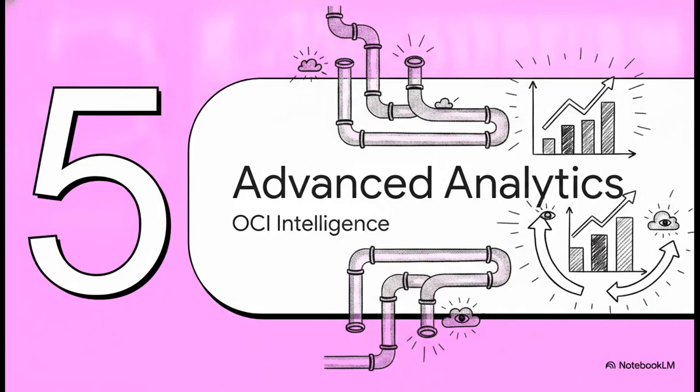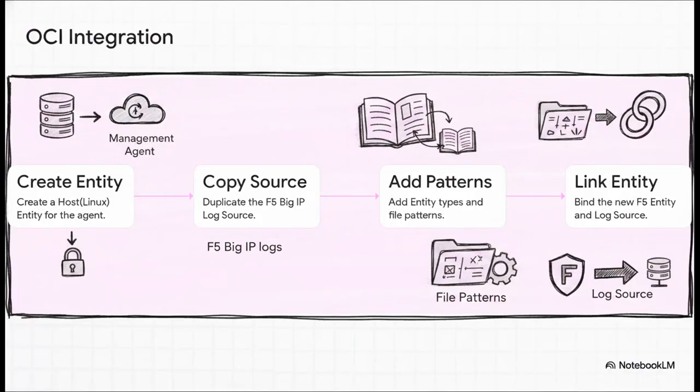And finally, Section 5, unlocking advanced analytics. Back over in OCI Logging Analytics Admin, this is where we bind the whole shebang together. You're going to create a Linux host entity tied to your management agent, and then duplicate the out-of-the-box F5 Big IP logs source. In that newly duplicated source, simply add your entity types and define the file patterns from your syslog directory. Finally, associate your new F5 entity with your log source, and boom. Just like that, OCI knows exactly how to parse that raw F5 data.